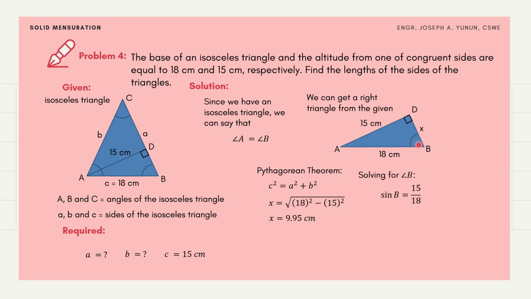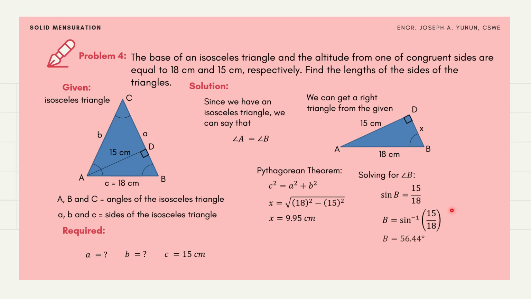Sine of angle B. This is a right triangle, the reference angle is B, this is the opposite side, and this is the hypotenuse. So opposite over hypotenuse, that's the given. Then, dividing both sides by the sine function, you get arc sine of 15 over 18.